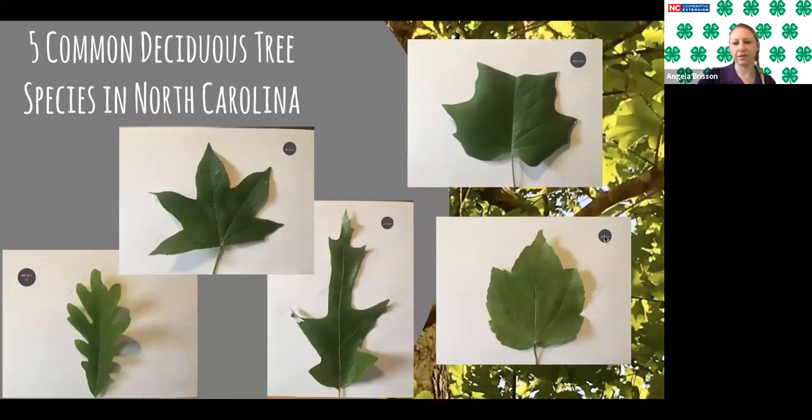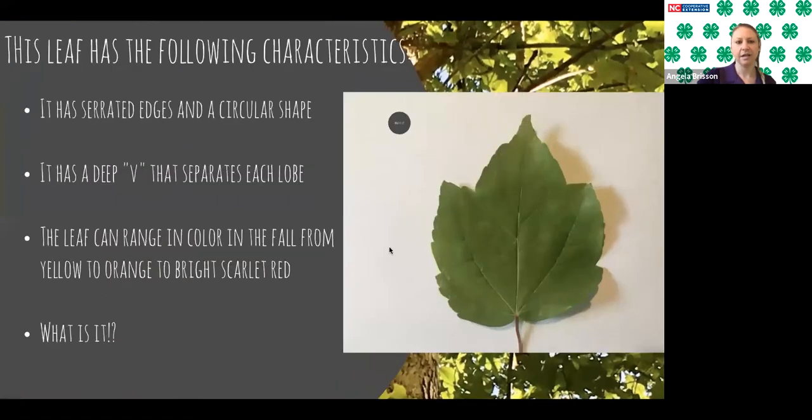Okay, next tree. We're going to go down here. So some characteristics of this leaf, and again, type in the comments if you think you know what tree this comes from. This is a really great example of serrated edges. You can very distinctly see the bumps and ridges along the edges of this leaf. Again, this is one of those leaves that has that generally circular shape, but it does have these V's here that separate the lobes of the leaf.